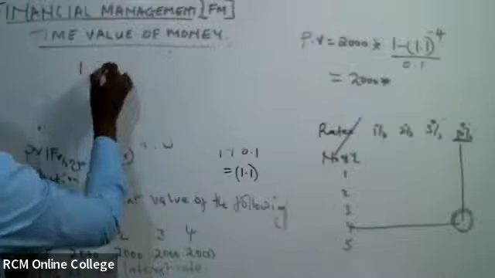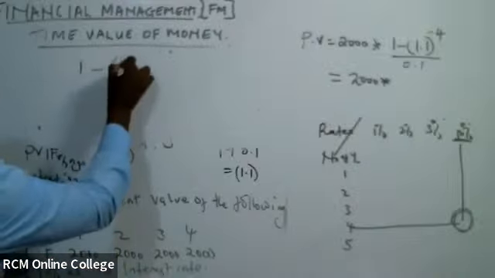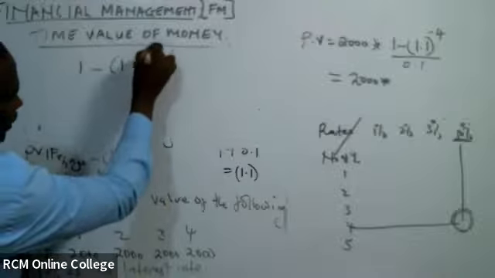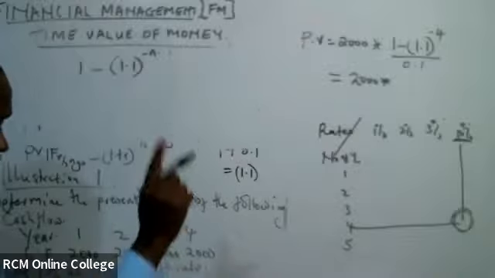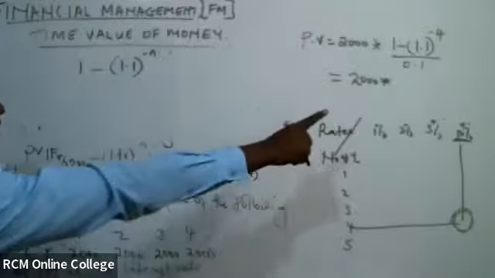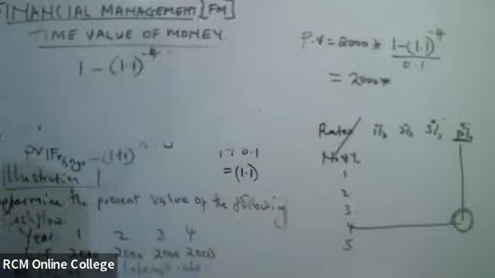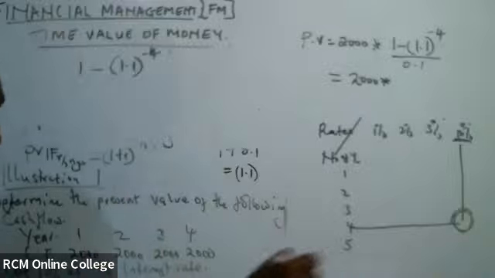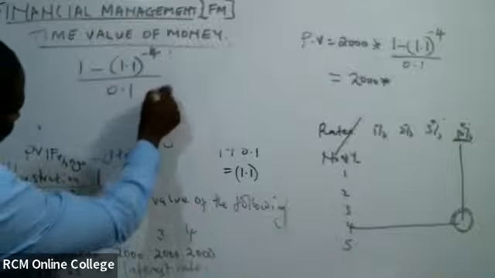1 minus into bracket. Lazima uweke bracket. 1.1 raised to negative n. Negative si unajua mahali iko. Raised to power. Uweke negative number. N yetu ni 4. Right? Then ukitaka unaweza sema equals. Then the answer that you get divide by 0.1.